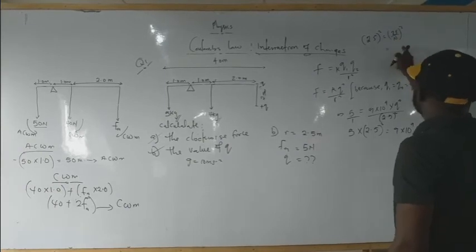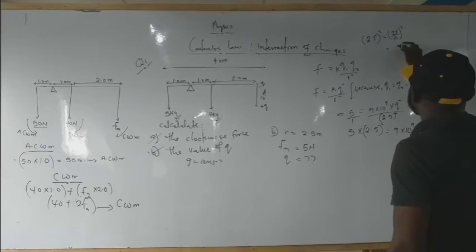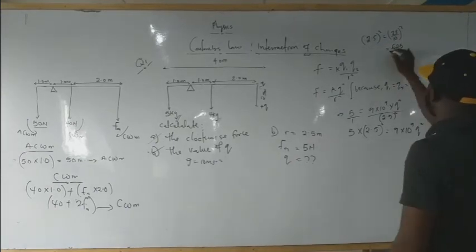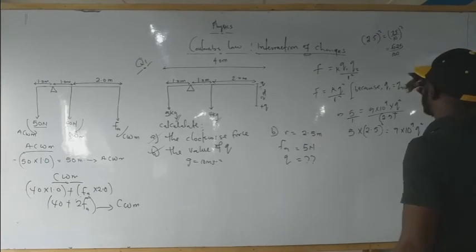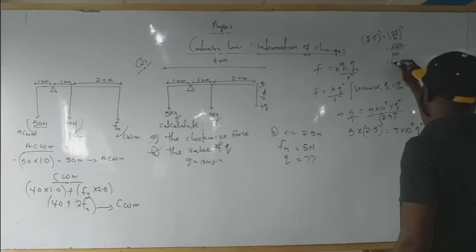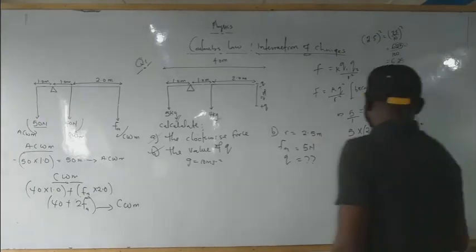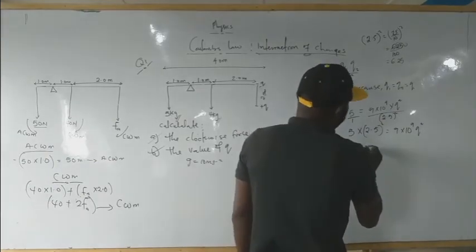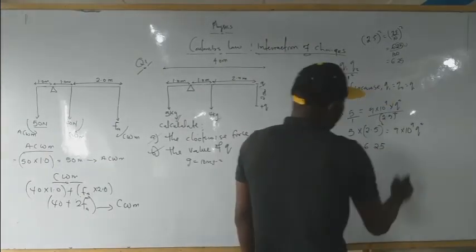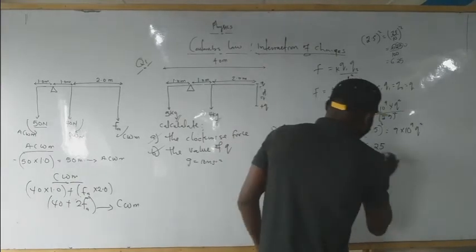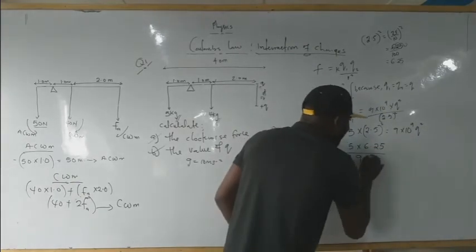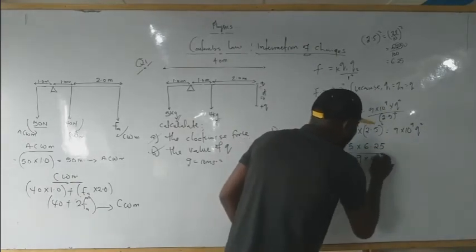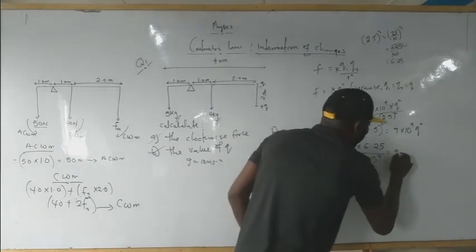25 raised to the power of 2 gives us 625. 625 divided by 100, since 10 raised to the power 2 is 100, gives 6.25. So 5 times 2.5 squared gives 5 times 6.25, divided by 9 times 10 raised to the power 9, equals Q squared.